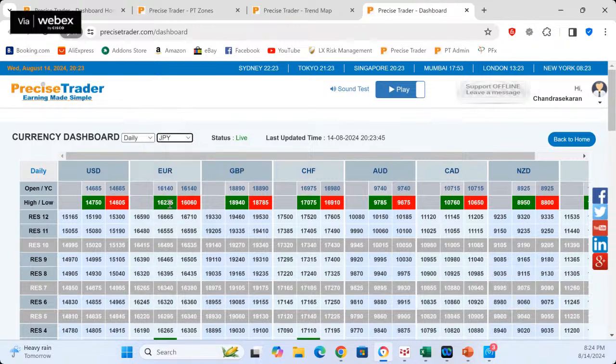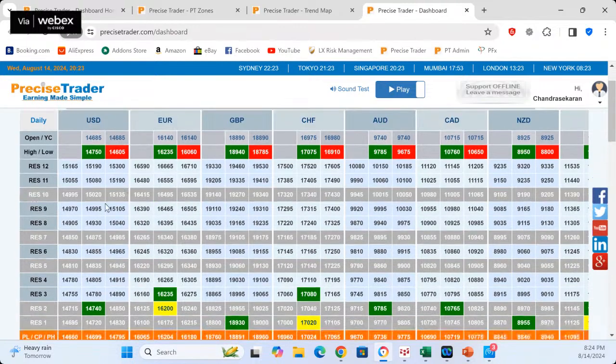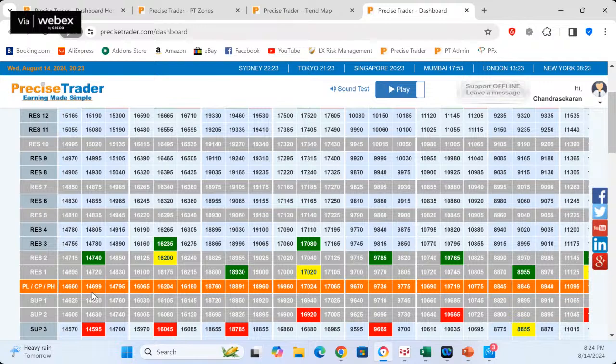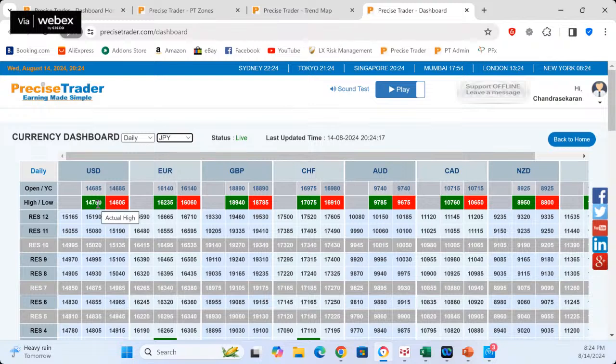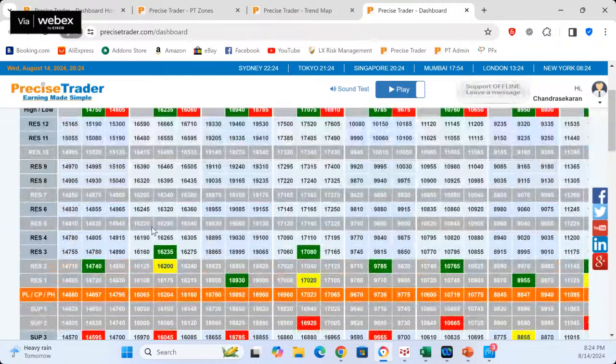So the dollar yen, right now it's trading at 147, and this is trading near the resistance level. What we feel is if the data is good, we don't expect the price to go above 147.60 or 147.40. And today's high is 147.50. So we are not expecting the high to go beyond that.